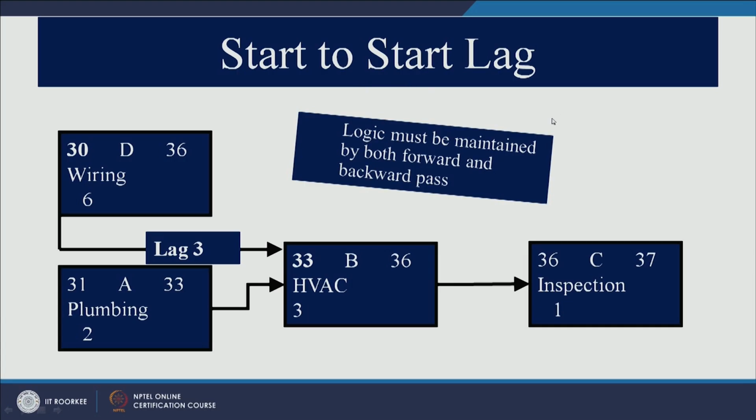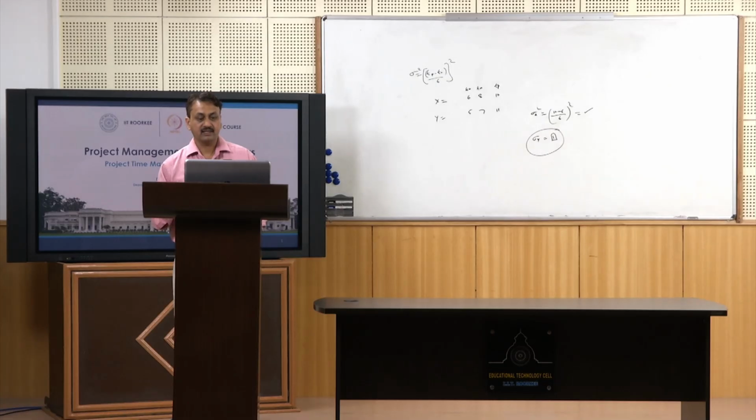Okay, so this is start to start, and keep in mind that this logic must be maintained by both forward and backward pass. And what is the logic? The logic is that in forward pass you need to add lag, and in backward pass you need to subtract lag, right. So, this is start to start.